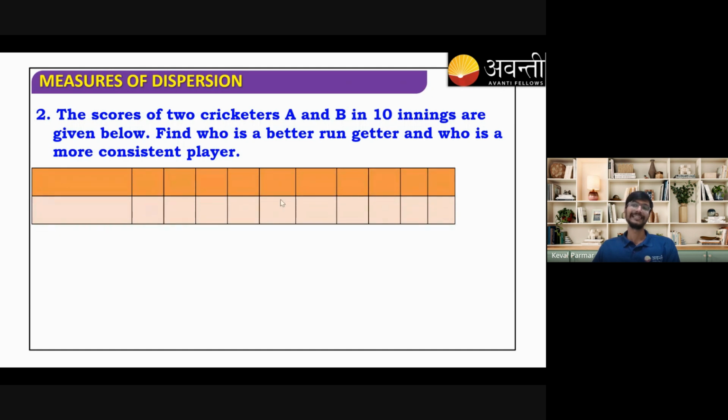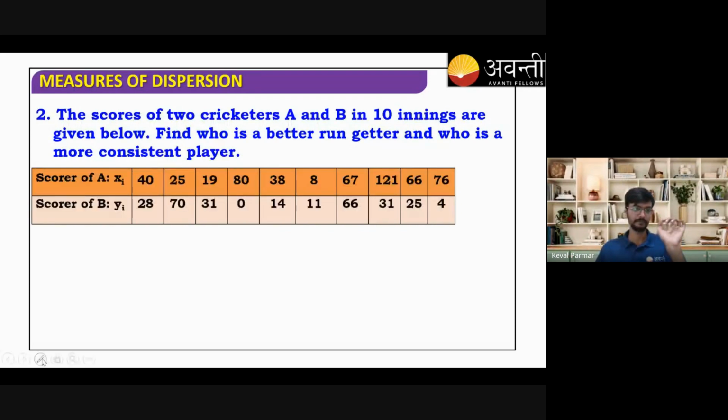Next thing is the next question. The scores of the two cricketers A and B in 10 innings are given below. Who is the better run getter and who is the more consistent player? Now here there are two questions asked. Please understand, for consistent player, let me mark it here.